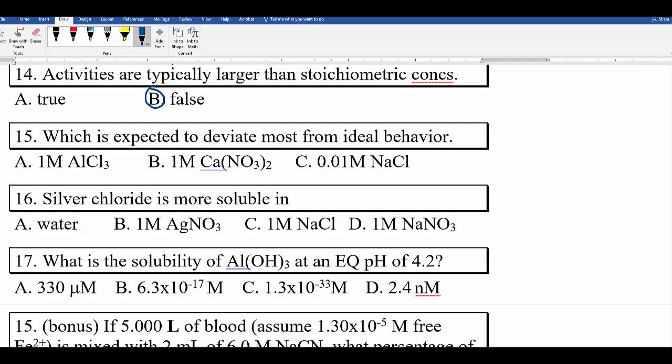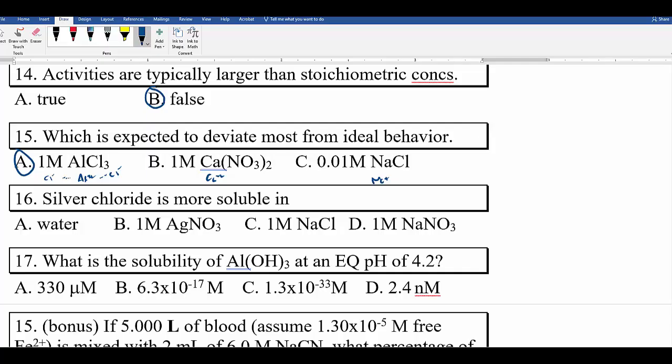Number 15, which is expected to deviate most from ideal behavior? This is also from chapter 14. Well, this is aluminum 3+ here, and this is going to be calcium 2+, and this is sodium+. So this one will deviate the most, because with a 3+, it will have more tendency for clustering of chloride ions. The chloride ions don't completely break free from here.